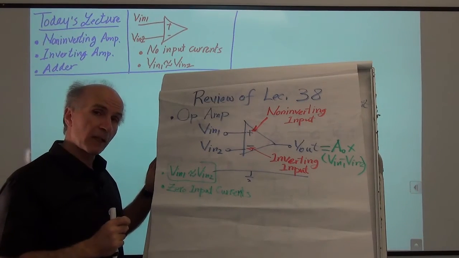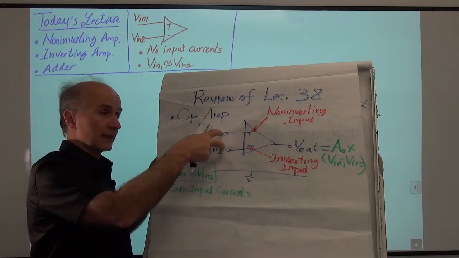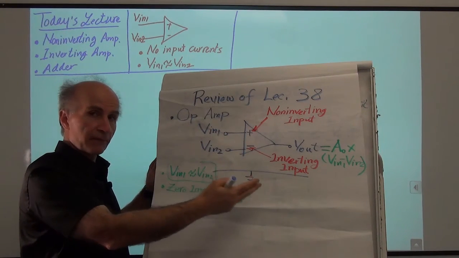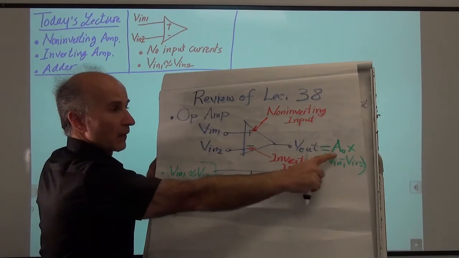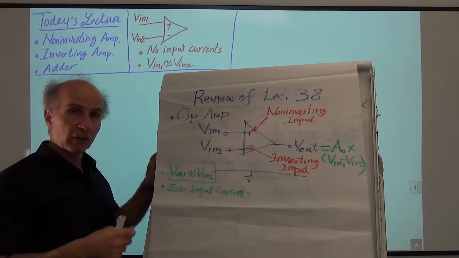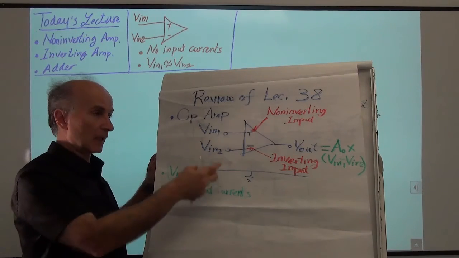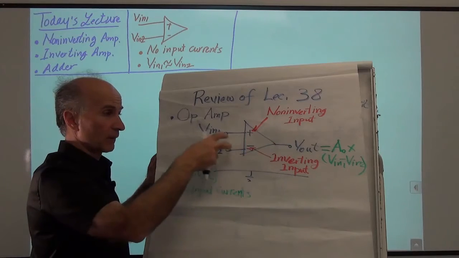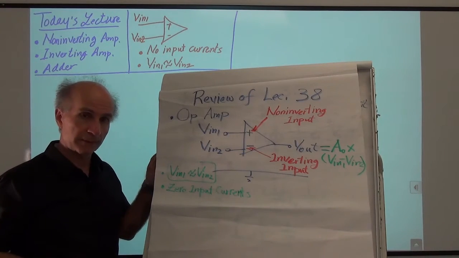And what the op-amp does is that it always looks at the difference between these two and amplifies it by some factor, which we call the voltage gain. So the voltage gain determines how large the output is for a given difference between the inputs.